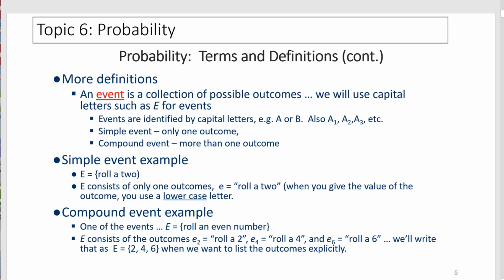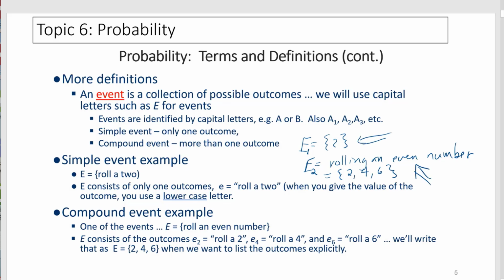When we talk about events, we use capital letters. So I could use E to say rolling a 2. I could write it like that, or I could say E is rolling an even number. But if I want to explicitly write what that means, I could do 2, 4, 6. So I could subscript these to show that I'm talking about 2 different events that could possibly happen in this situation where I roll a dice. This one would be a simple event. This one would be the compound event.